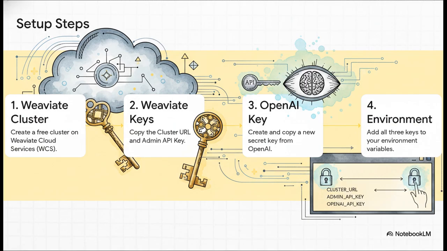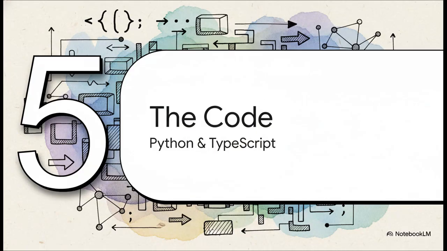First, you'll spin up a free vector database cluster. We're using Weaviate, and just copy the URL and API key. Then, you'll pop over to OpenAI and grab an API key from them. And finally, you just need to put those 3 secret values somewhere your code can securely find them. That's it. Okay, environment's all set up.